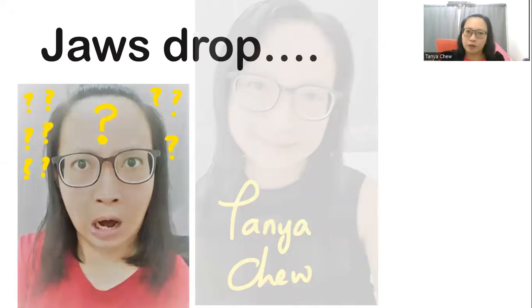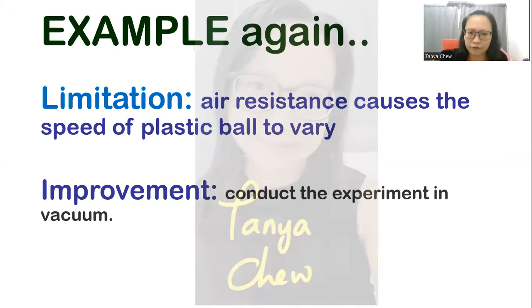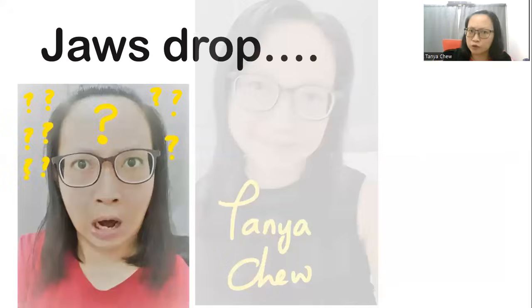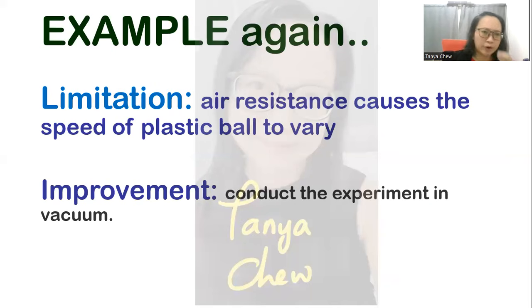My jaws drop immediately. How do you do that? How do we go to the vacuum? How do we go to the moon? Are you going to go to the moon, or look around your lab? Do you have a vacuum chamber? I don't think so. So you cannot suggest that, because this is unrealistic. How do you breathe? You need air to breathe, right? So that is not a good example of an improvement. Don't write that. Make sure that whenever you write a limitation, you have a good improvement for that.